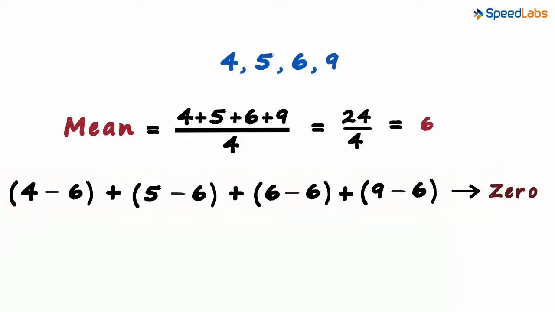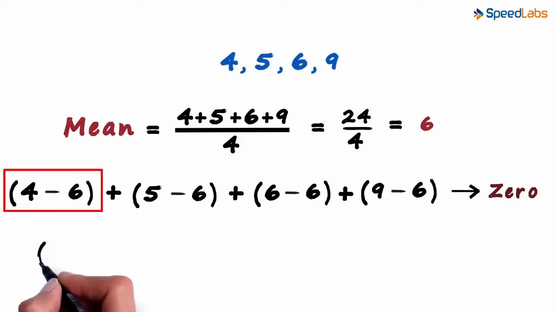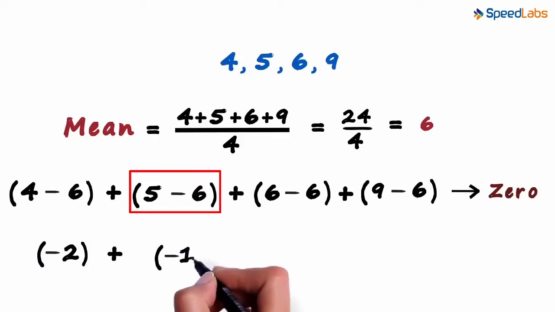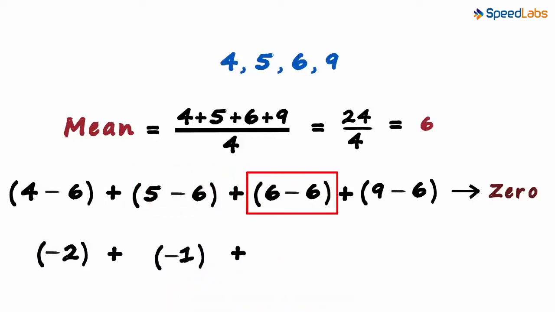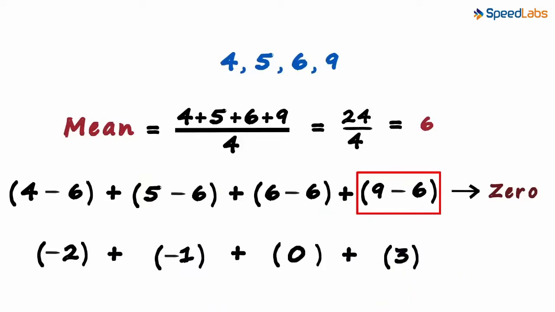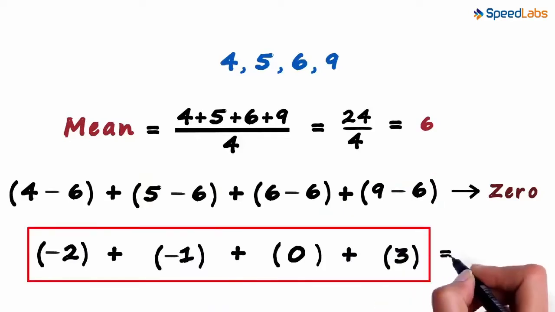Let's see if it works out here. 4 minus 6 is minus 2. 5 minus 6 is minus 1. 6 minus 6 is 0. And 9 minus 6 is 3. Adding these, we get a 0.